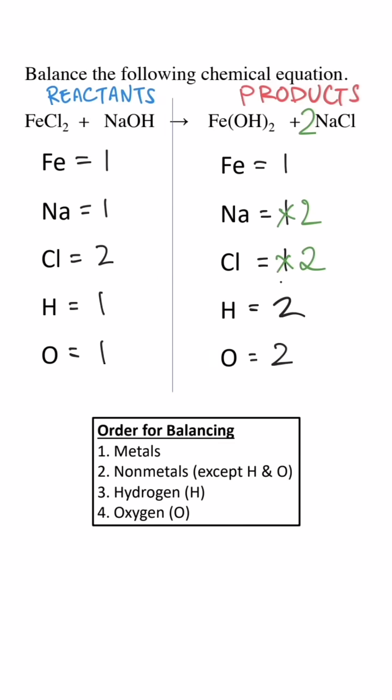The amount of chloride is fixed, but the sodium got messed up. Always go back to the top and balance anything that got messed up, so I'm going to change the coefficient of the sodium hydroxide to 2. That doubles everything here, and so now we have 2 sodium, 2 hydrogen, and 2 oxygen. And now everything's balanced.